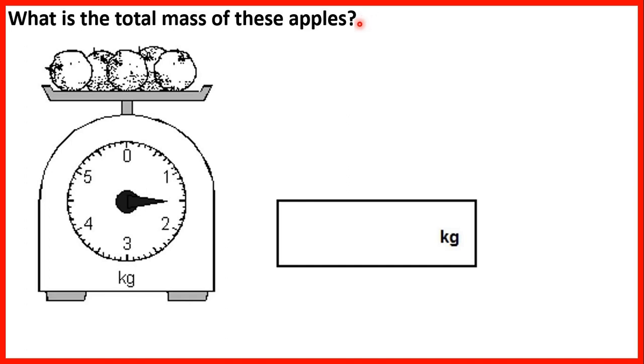What is the total mass of these apples? So we can see on the scale that it's halfway between 1 and 2, so that's 1.5 kilograms, because we can see down here we're weighing the apples in kilograms. Now 1.5 kilograms can be written as 1 and a half kilograms, because 1/2 is 0.5 as a decimal. But the question doesn't say write your answer as a decimal, so we'd also get the mark if we wrote 1.5, because if the question doesn't say, you can write your answer as a fraction or as a decimal.